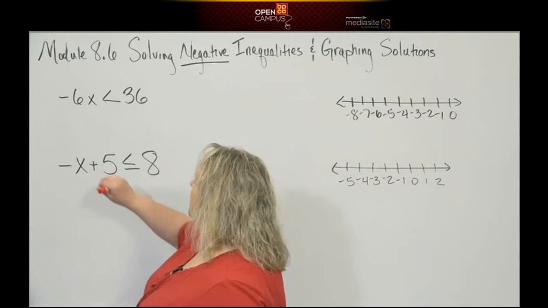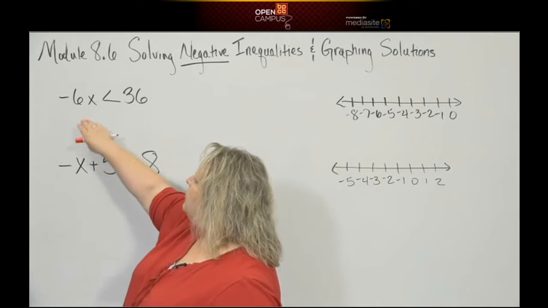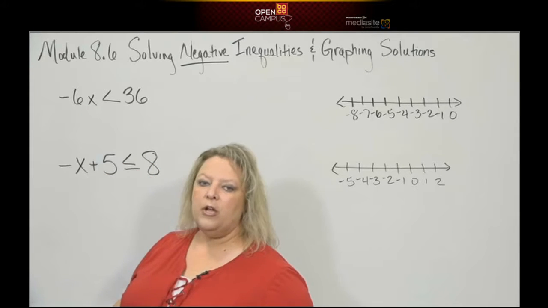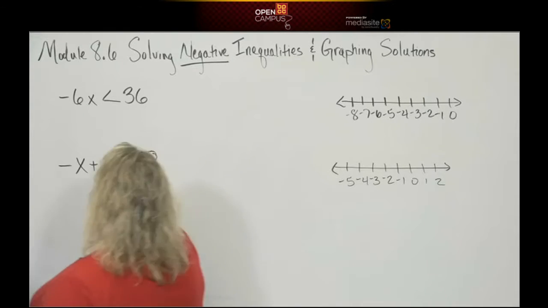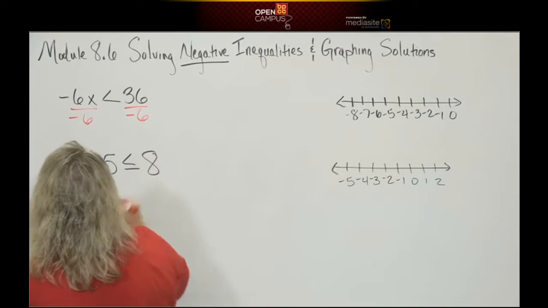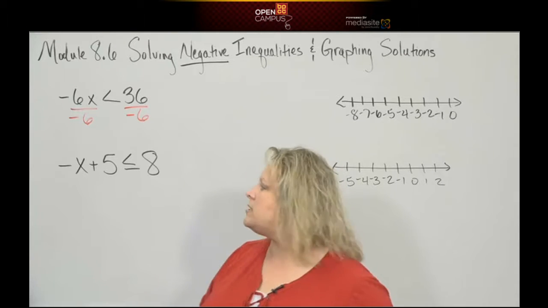So on this one, negative 6x is less than 36. So you all know that in order to get the x by itself, what are you going to do? You're going to divide. That's right. I'm going to divide by negative 6 because that's what we've been telling you to do, is to do the opposite, which is division. And that's 100% correct.